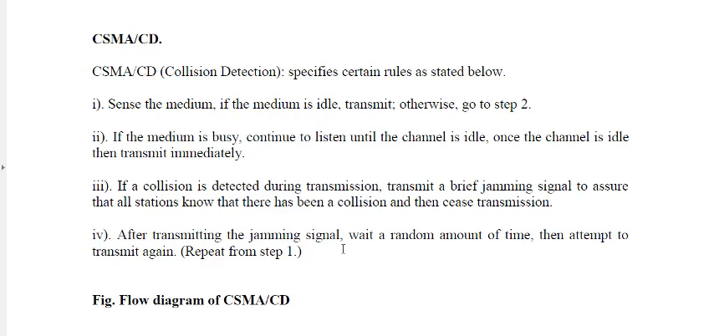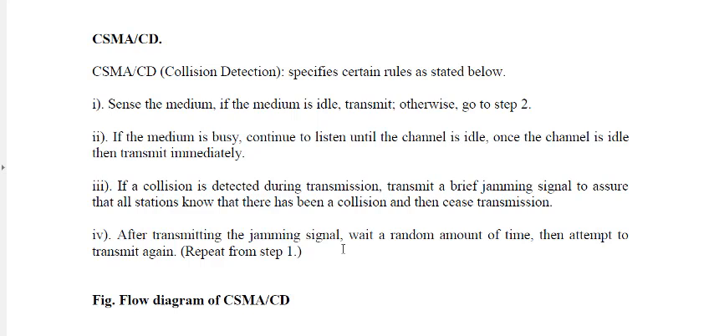When this collision occurs, it immediately generates something called a jamming signal. This jamming signal is sensed by all the stations which are connected to the channel. So immediately they back off for some time. After some time, they come back and start transmitting the frames to their respective destinations. This is the thing which we have to remember when we look into collision detection.